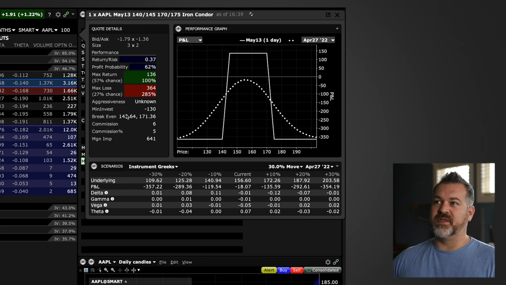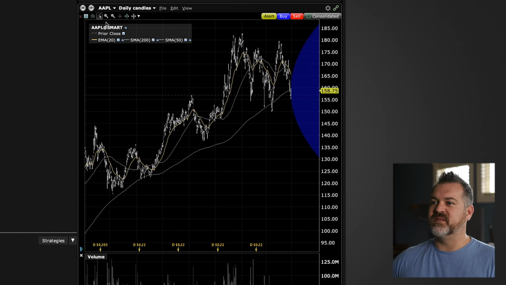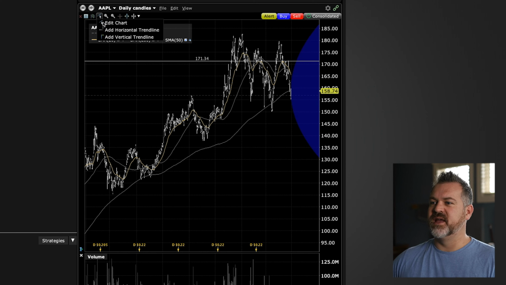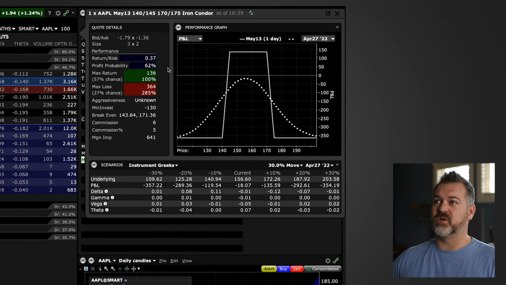But you'll notice one thing here is the break evens. We've got 143 and 171. So I'm going to go down to the chart, and I'm just going to mark these on here. I'm going to say the 171. I'll be pretty loose about this so we can see. And then we're going to put on a 143. That is a fairly neutral condor. It's got a 62% probability of profit.